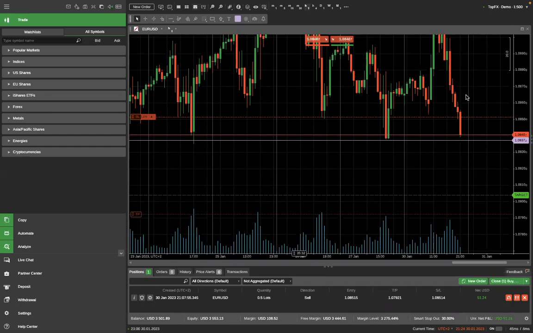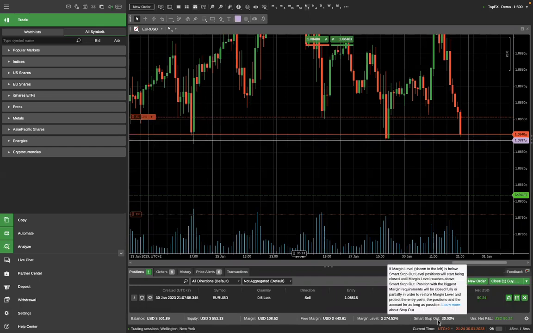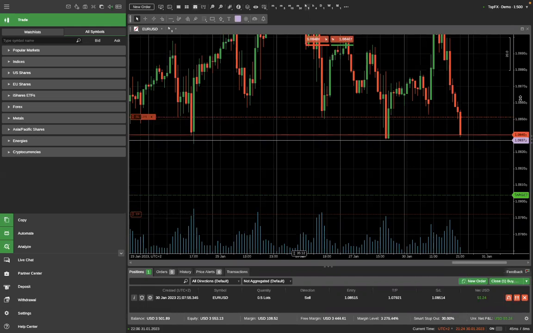Then maybe there will be some negative balance or loss on my account, and maybe the smart stop out will be triggered later on, of course, but we don't know how big the next hourly candle will be. For now, I'm in profit. The market is going in my direction. Smart stop out is far from being triggered. So this is basically how it works.